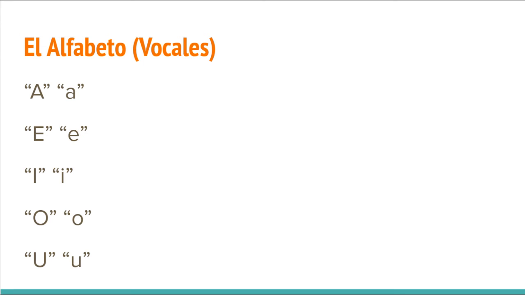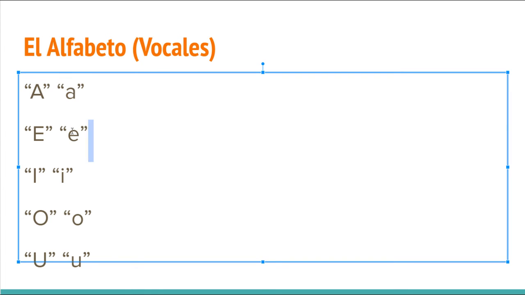And one last thing that I want to say about the vowels is that in Spanish, the sounds of the vowels are always, always, always constant. They never change. That means that A is always going to be A, E is always going to be E, I is always going to be I, O is always going to be O, and U is always going to be U. It's not like in English, in which a vowel can sound different depending on the word, and it's quite difficult to tell.